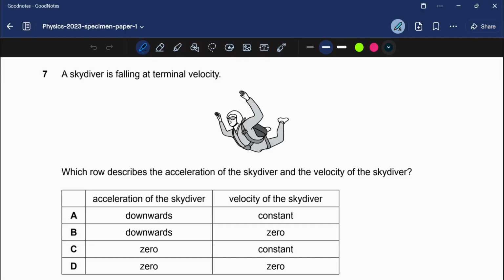A skydiver is falling at terminal velocity. Which row describes the acceleration of the skydiver and the velocity of the skydiver?